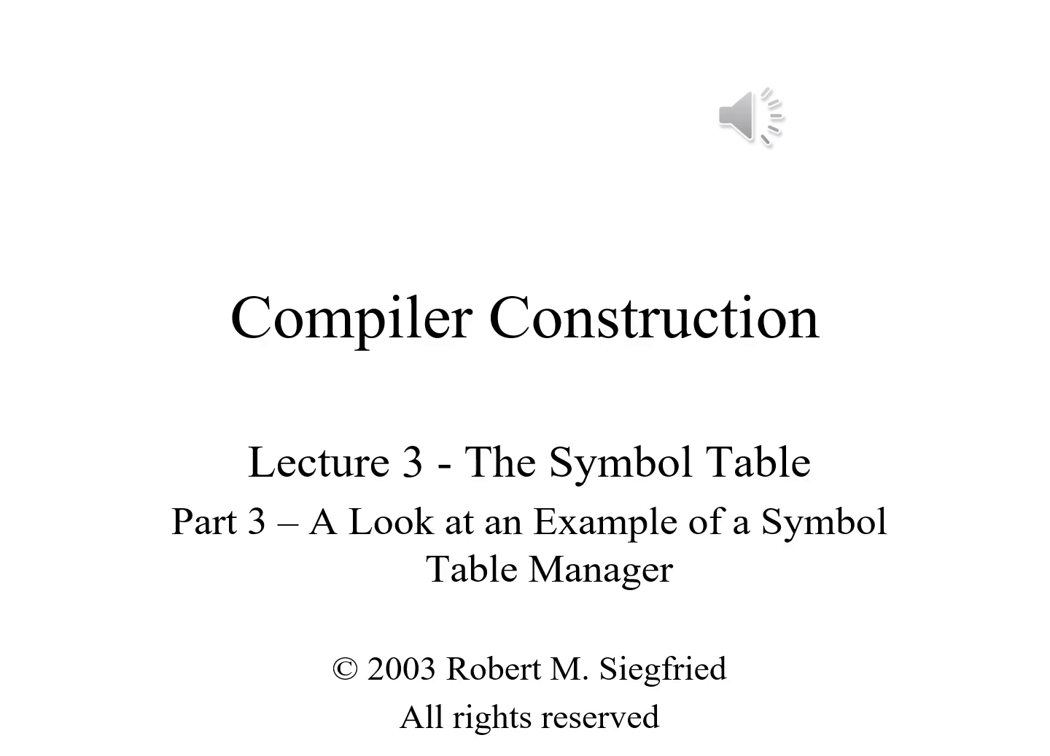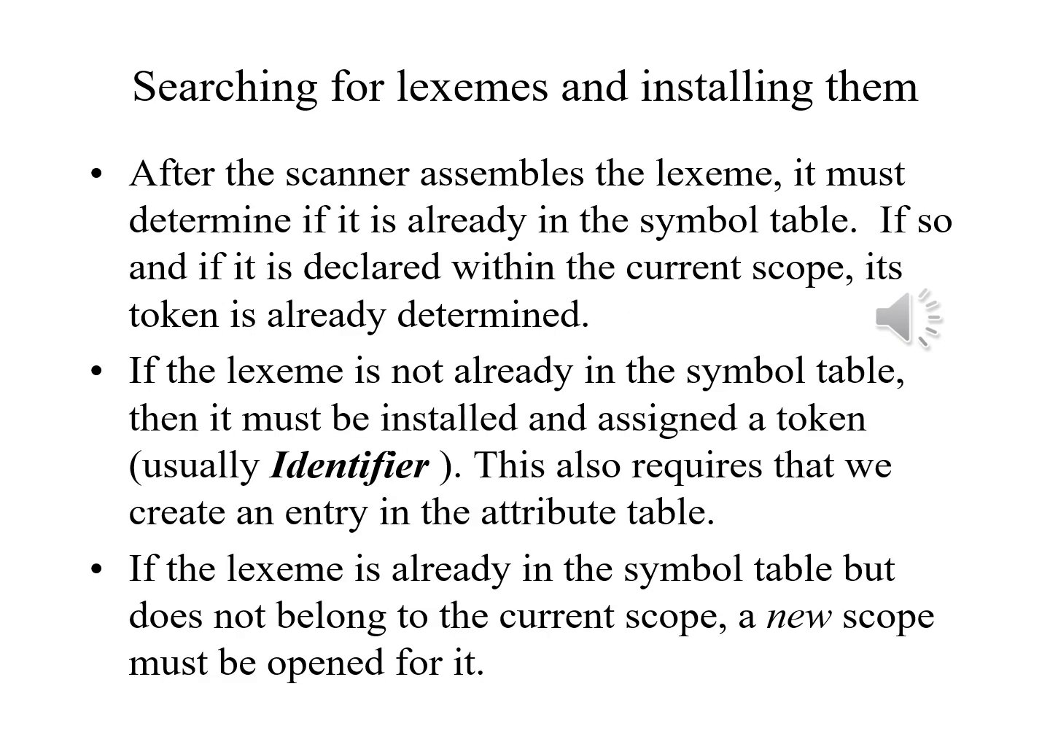In Part 3 of Lecture 3, we take a look at an example of a symbol table manager. After the scanner assembles the lexeme, it must determine if it is already in the symbol table. If so, and it is either declared as a global or within the current scope, its token is already determined. If the lexeme is not already in the symbol table, then it must be installed and assigned a token, either as a literal or as an identifier. This also requires that we create an entry in the attribute table.